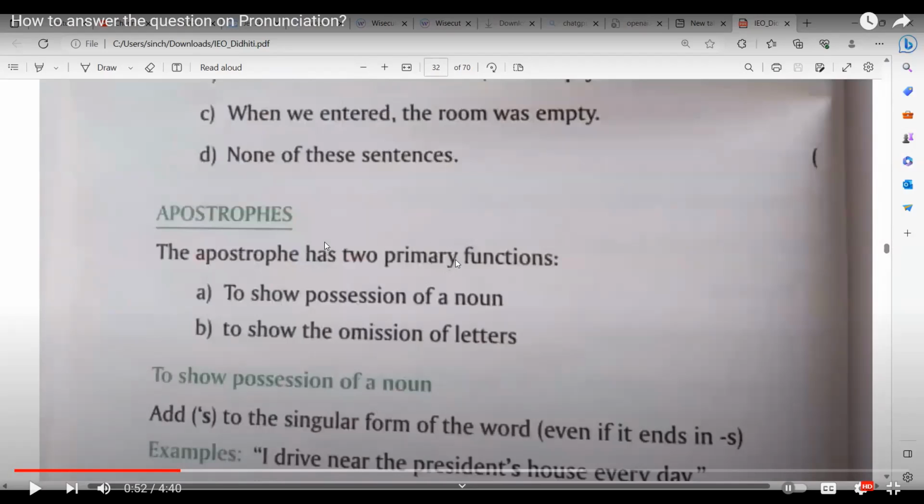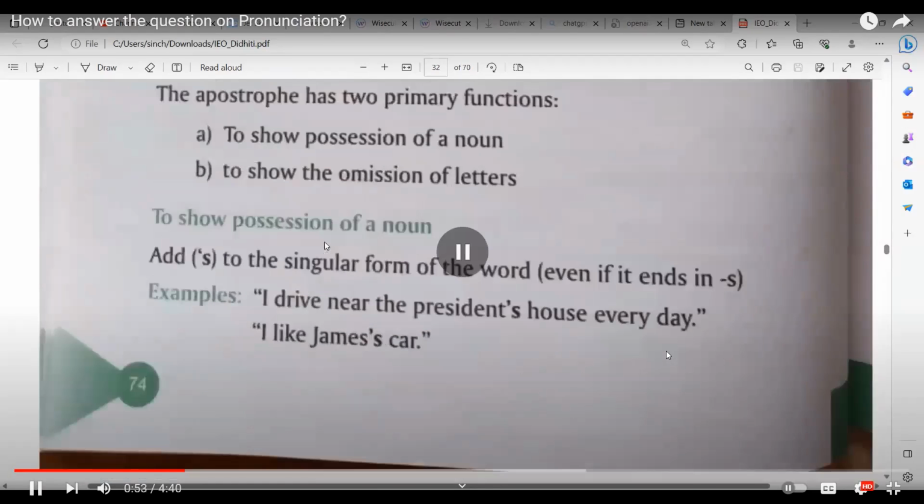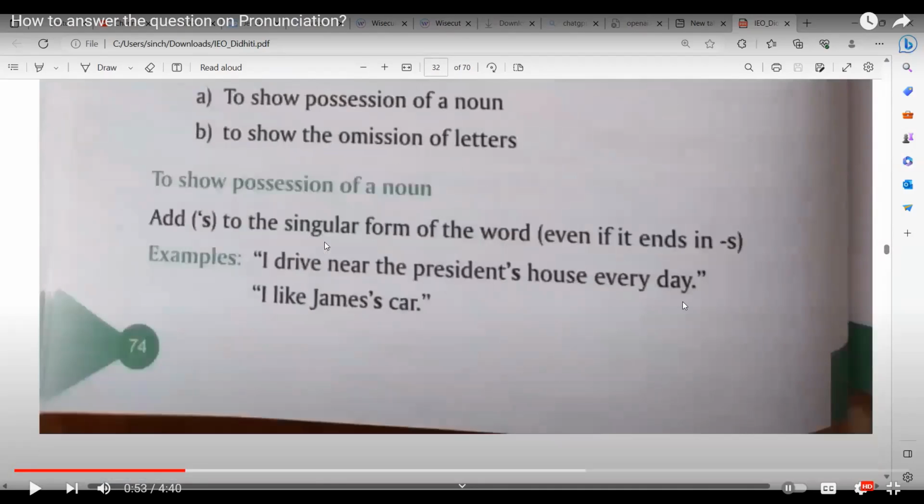Very good. So the apostrophe has two primary functions. One is to show possession of a noun, that is, to show the ownership. And two, to show the omission of letters, to show that the letters are missing. To show the possession of a noun, add apostrophe s to the singular form of the word, even if it ends in s. Example, I drive near the president's house every day. So here we are using an apostrophe s. I like James' car.